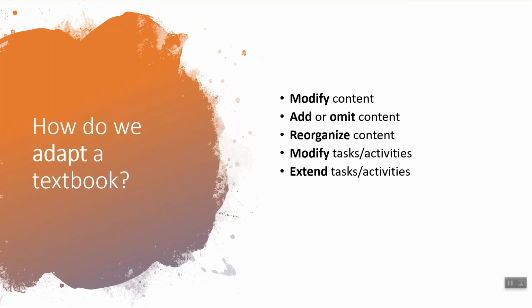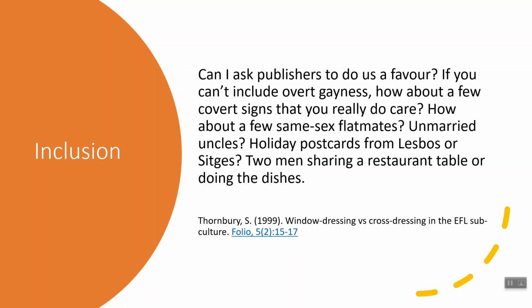I mean, there's lots of things that we can do in order to modify the content, in order to question the heteronormative model and include LGBTTQI learners in our lessons. Scott Thornbury called for this in 1999, using the idea of inclusion, including images of diversity in textbooks. This was 20 years ago, but I don't think textbooks have changed very much since.